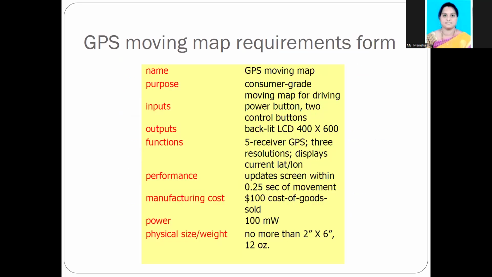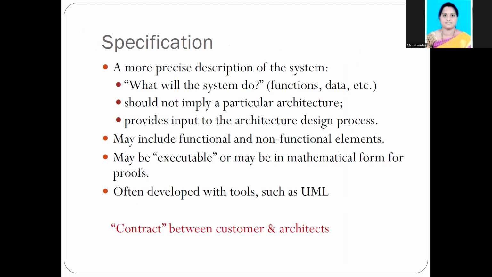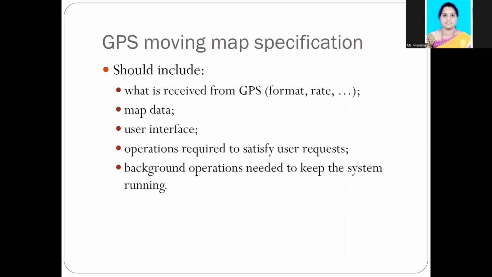So for the GPS moving map: what is the name, what is the purpose, what are the inputs, what are the outputs, what are the functions, performance, manufacturing cost, physical size. Then specification: a more precise description of the system, what will the system do. It should not imply a particular architecture, and provides inputs to the architecture design process. It may include functional and non-functional requirements, may be executable or may be in mathematical form for proofs, often developed with tools such as UML. So the GPS moving map specification covers what is received from GPS, map data, user interface, operation required, background operation.